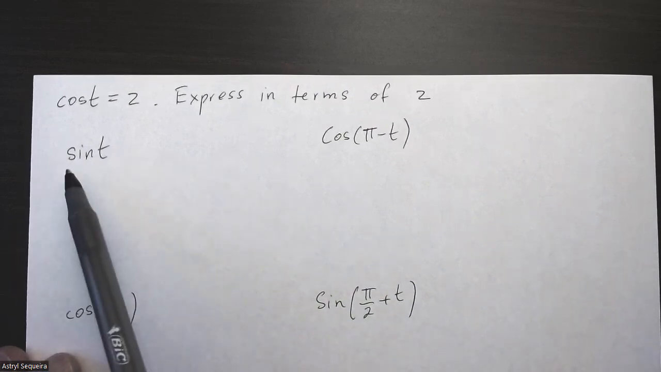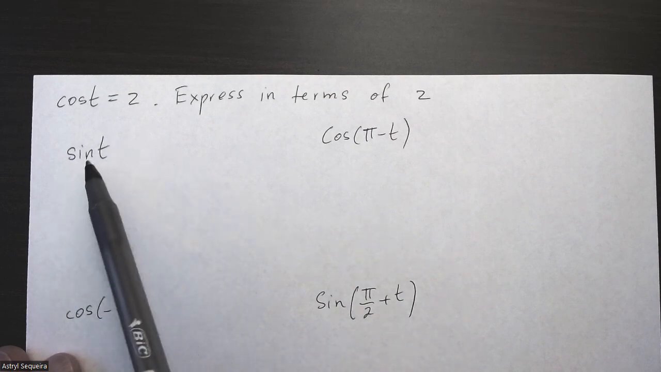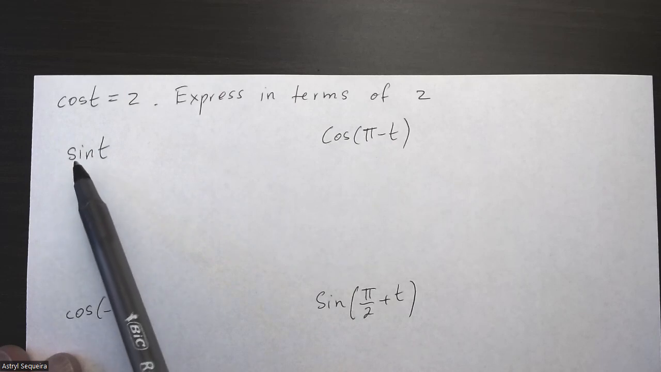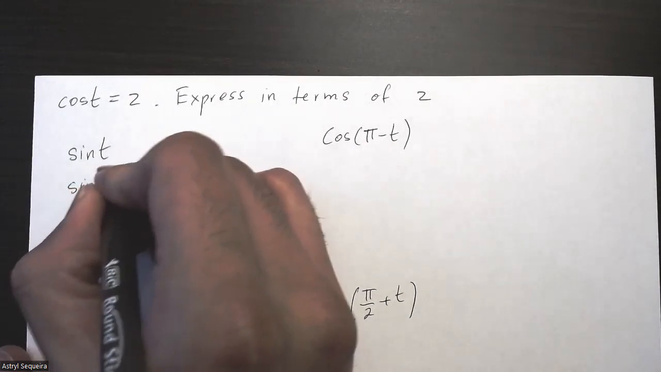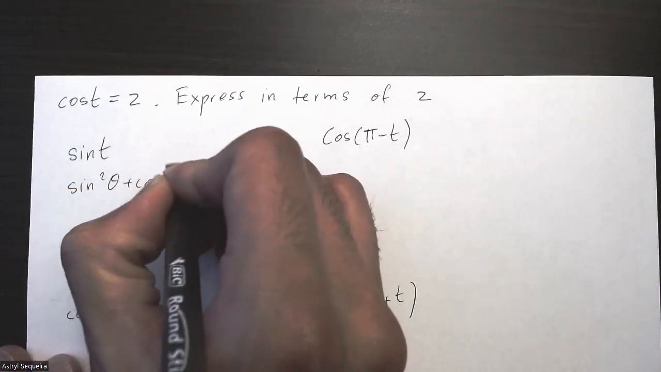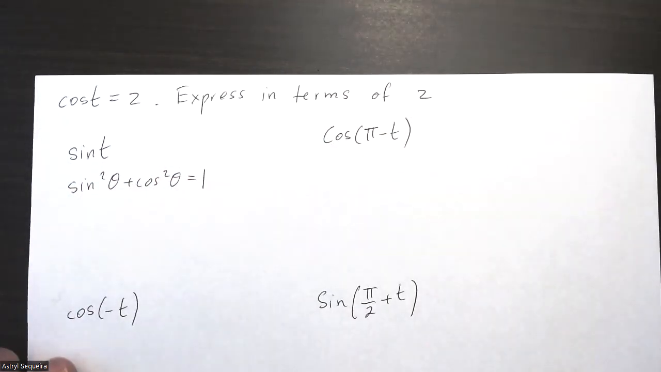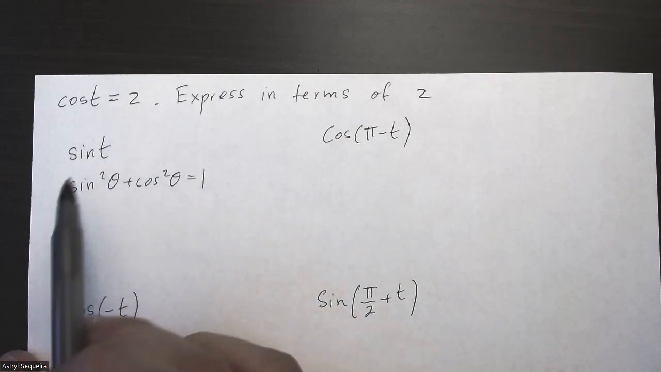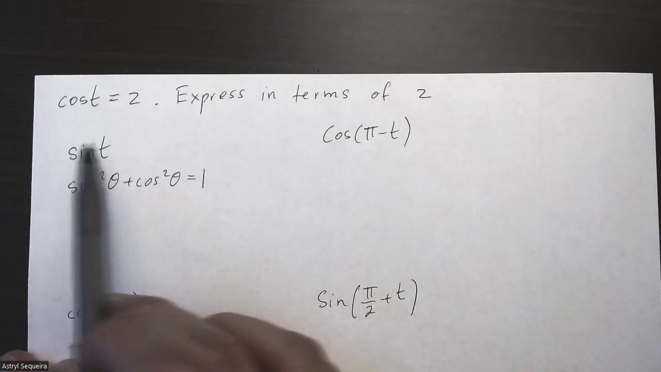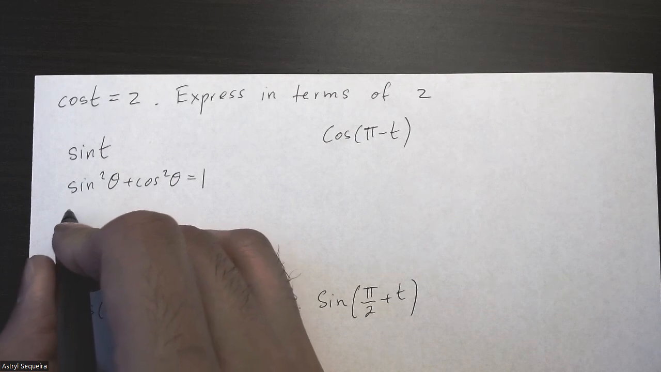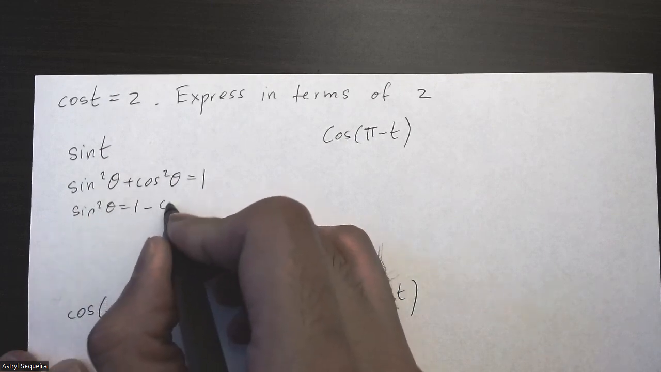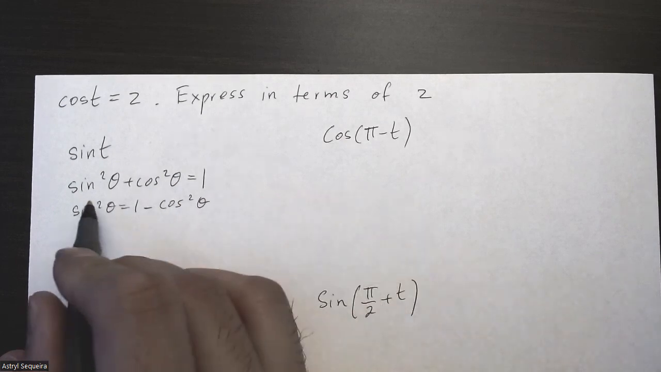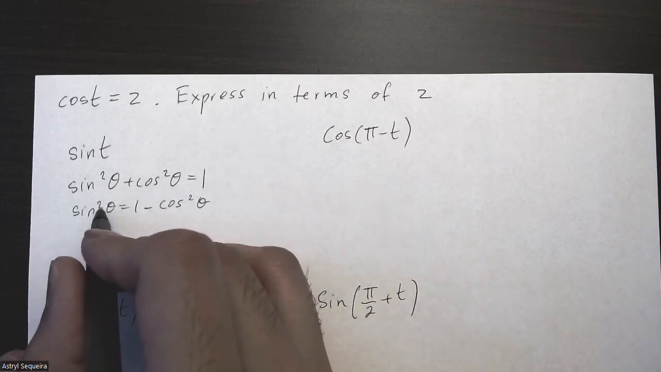So for the first one here, I have sine of t. In order to convert sine of t into cos of t, we have to use sine squared theta plus cos squared theta equals 1. Now we want to isolate sine theta in this identity because we have sine t over there. So sine squared theta equals 1 minus cos squared theta. And then I'm going to square root, get rid of the square here.